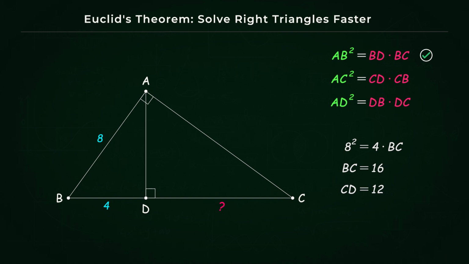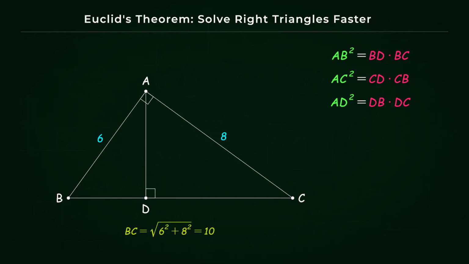So, with any 2 lengths given, you can use these formulas together with the Pythagorean theorem to quickly find all the others. Let's give it a try. We now know the lengths of AB and AC. Since neither is a projection, we can't apply any of the 3 formulas directly. So first, we use the Pythagorean theorem to find the hypotenuse, which is 10.